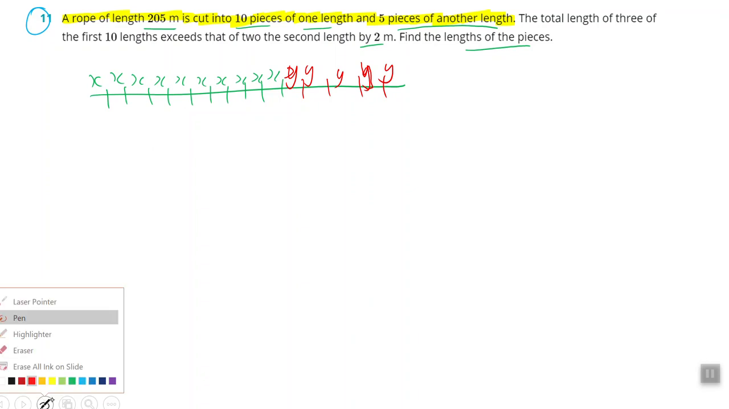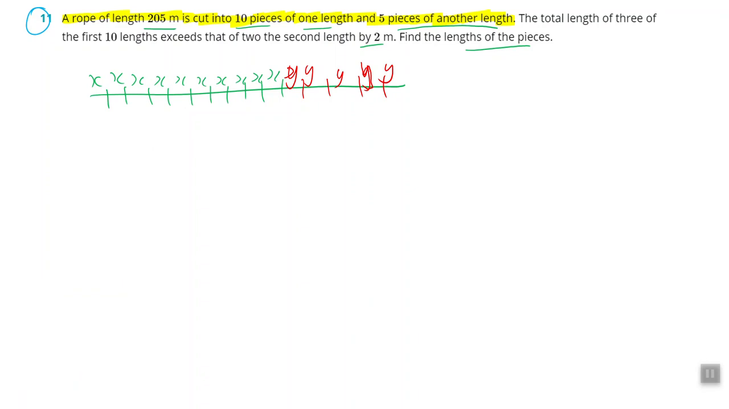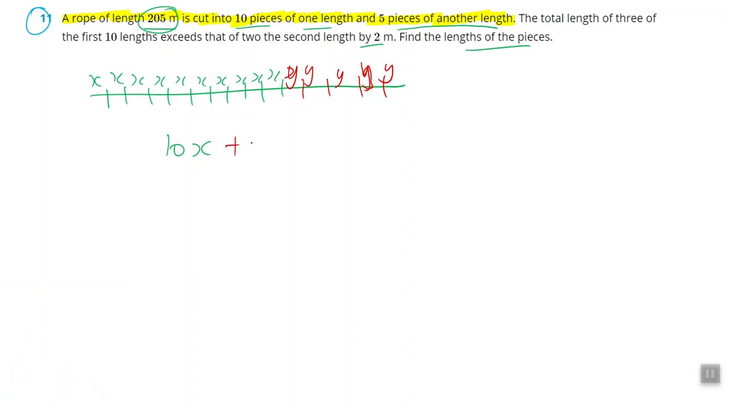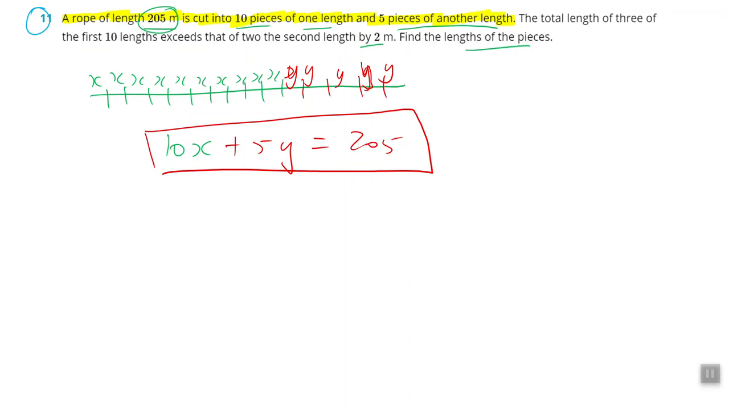So we know that we can form an equation here. We know that the lengths add up to 205. So in terms of x and y, we know that 10 of the x's, added to 5 of the y's, 5 of the other length, gives a total of 205. So this forms my first equation.